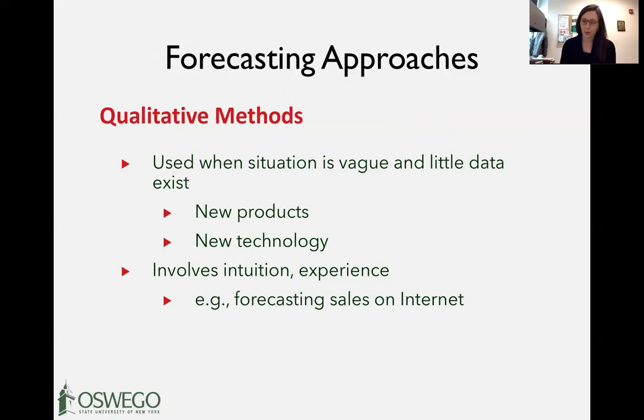Once you get that historical data, even if there's uncertainty in the environment, you want to be analyzing it, because that's going to give you some clues as to whether or not there are trends in demand, or whether or not there's some seasonality that needs to be taken into account.